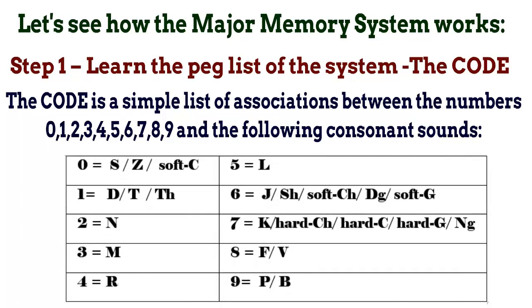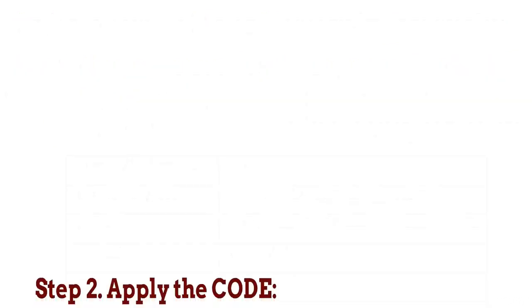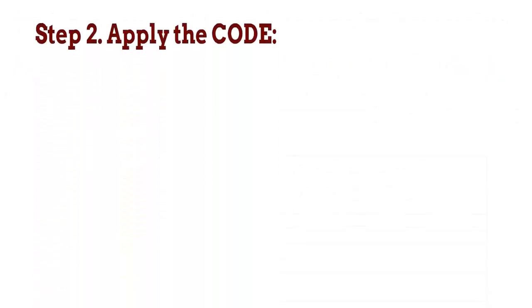The code is easy to learn. It shouldn't take more than 20 minutes to fully master it, and once learned, it can be used for life. In a future lesson, I will show you some tips on how to remember these associations, but for now, let's move on with the steps of this method. Step 2. Apply the code.